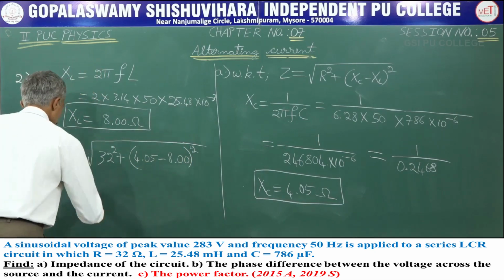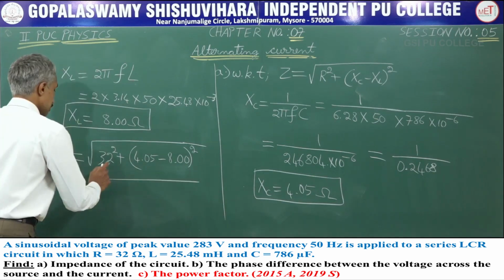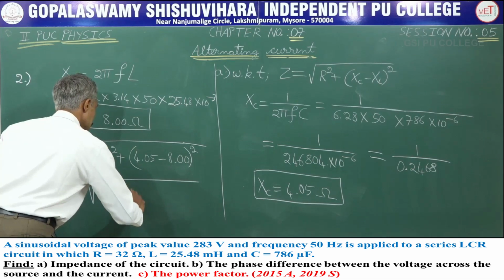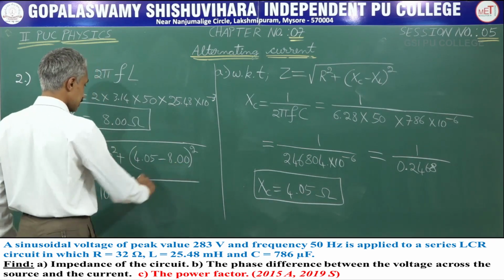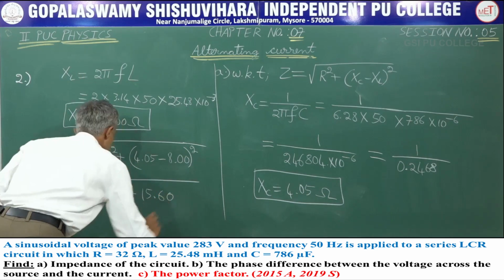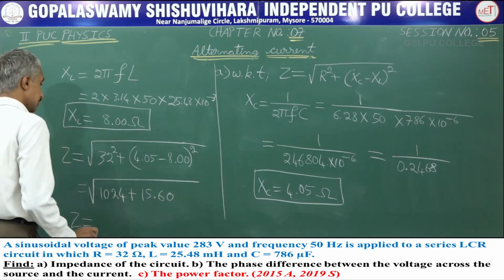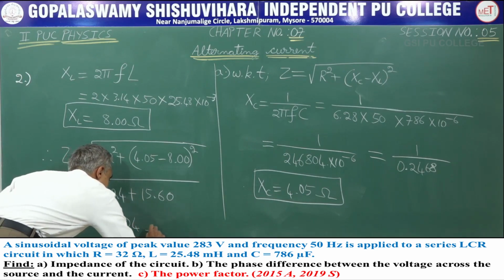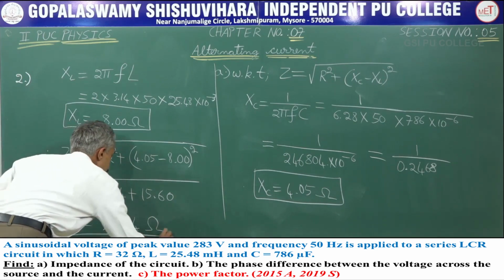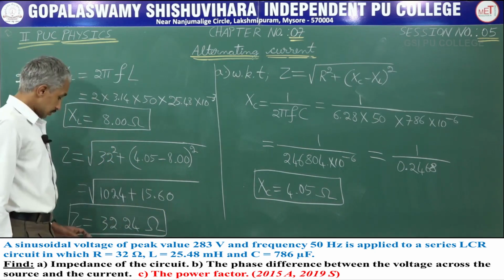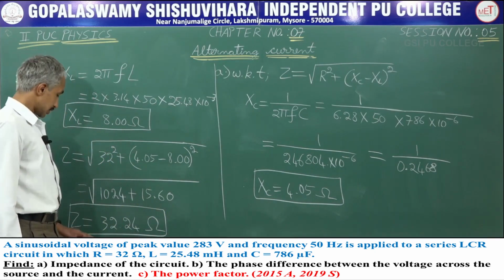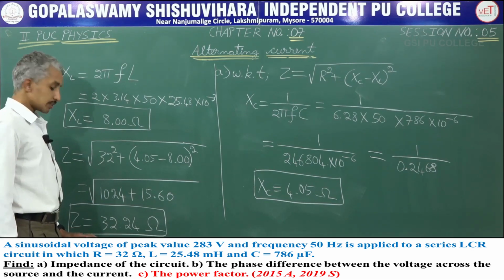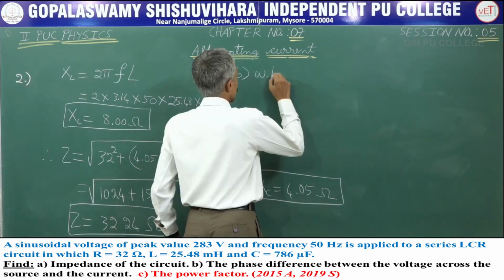So on further simplification of this, we are going to get this as 32 square is 1024 plus, on simplifying the bracket here, we will get it as 15.60, and further simplification will give us the value as 32.24 ohm. So now we have finally found out the impedance of the circuit. We are left with finding the phase difference between the voltage or between the source voltage and the current in the circuit.